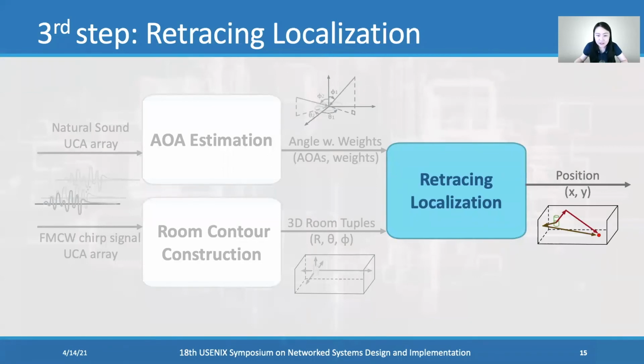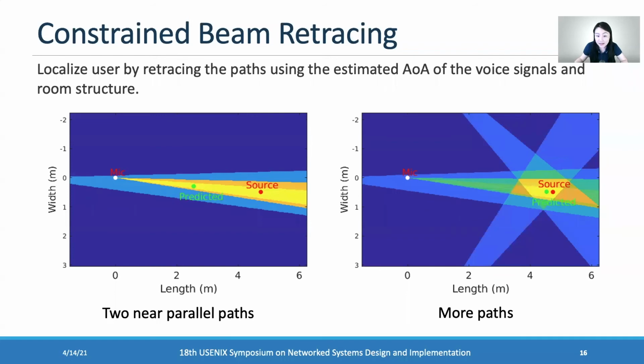The last step is to localize the voice by retracing. Using the estimated angle variables of the voice and the room structure, we can localize the user by retracing the paths back. Here we show two cases. The first one has two near-parallel paths, which will cause relatively higher localization error. And the red one is when there are more paths. We can see that our predicted result is very close to the ground truth position.